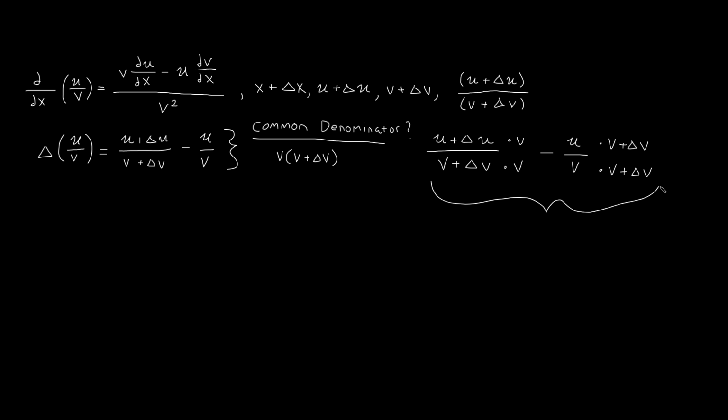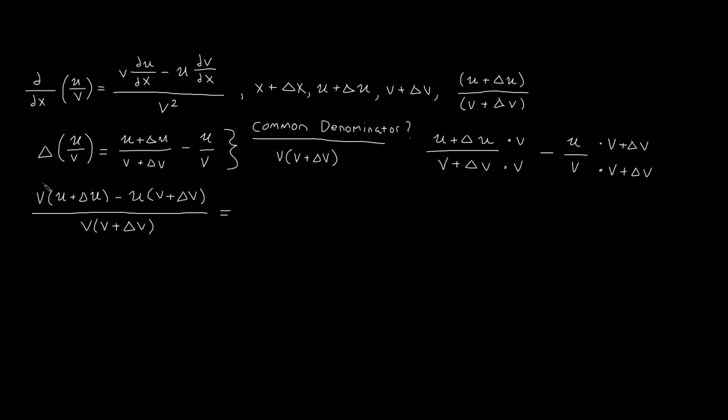So really what we could do is put this into one fraction since the denominators match, and we can combine the numerators. So all I'm doing is combining our numerators. Okay, and then in the denominator, it's just going to be our common denominator. At this point, we can go ahead with some distribution. We're going to have in the numerator v times u plus v times the change in u minus u times v plus u times the change in v. The denominator is just going to stay the same.